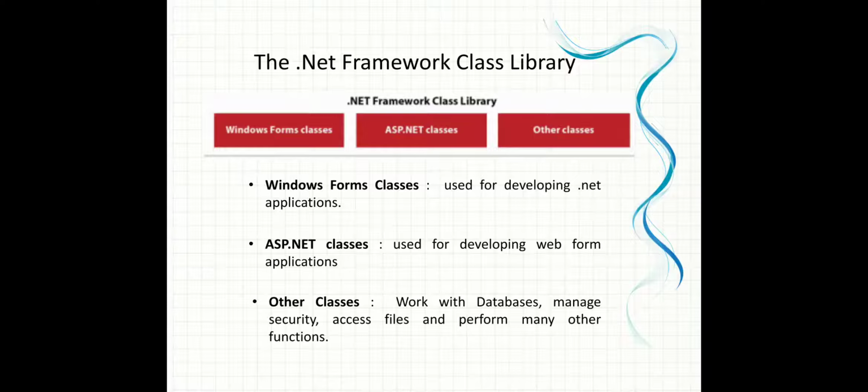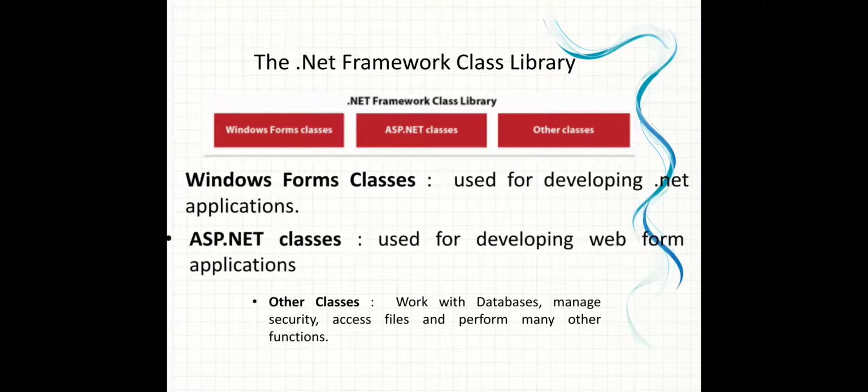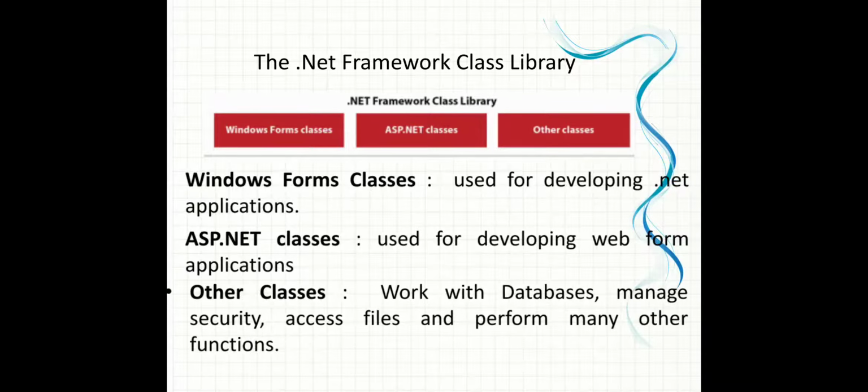For example, different classes are there. Windows Form classes are used for developing Windows .NET applications. ASP.NET classes are used for developing web form applications. With other classes we can work with databases, manage security, access files, and perform many other functions. So that is the .NET framework class library, but we can't show it in a figure.